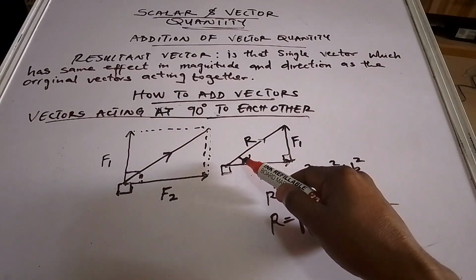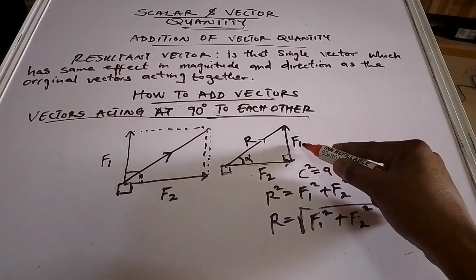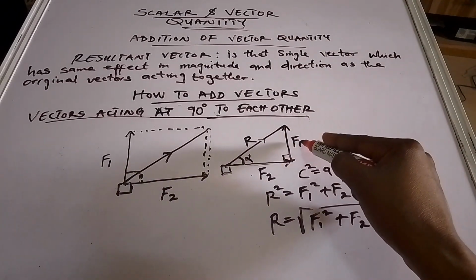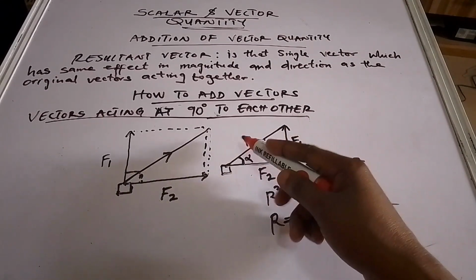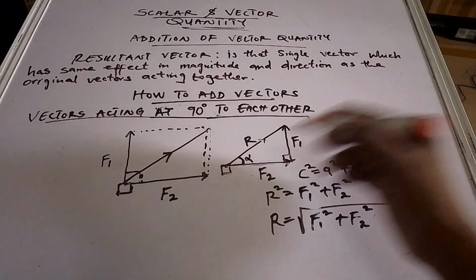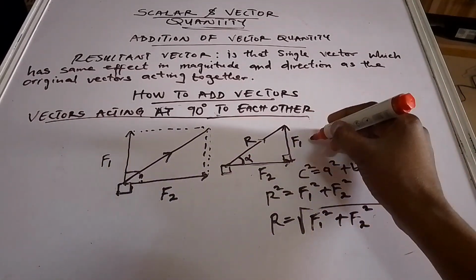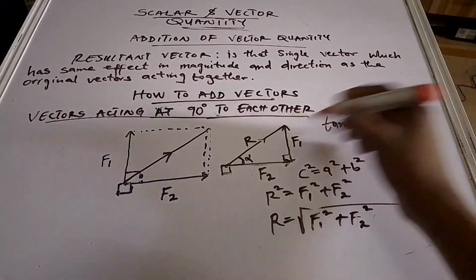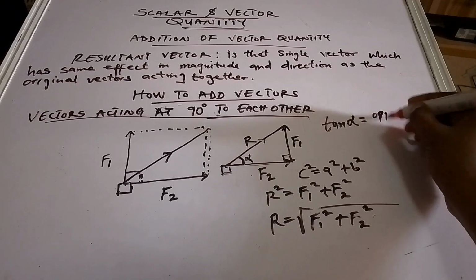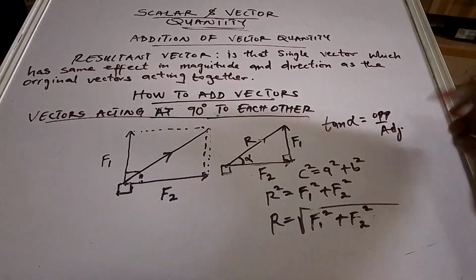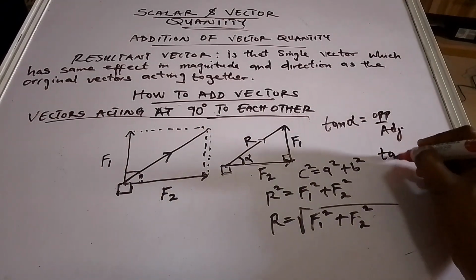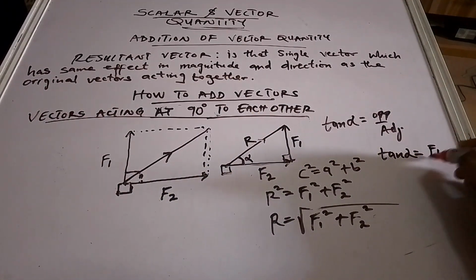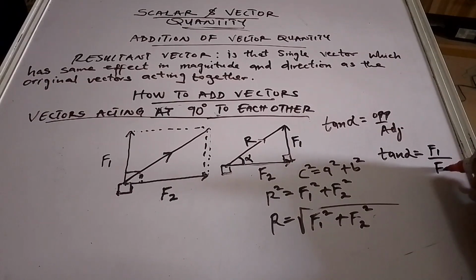So let's look at this. To find this alpha, since I have F1 and F2, you discover that in a right angle triangle, this is the opposite, this is our adjacent, and this is our hypotenuse. To find our direction, we use opposite and adjacent. That's going to be tan. So tan alpha is opposite over adjacent. The opposite here is F1, and our adjacent here is F2.